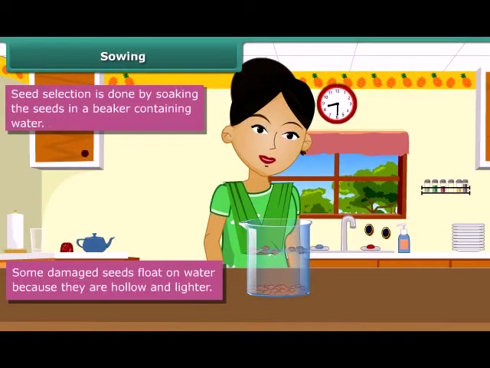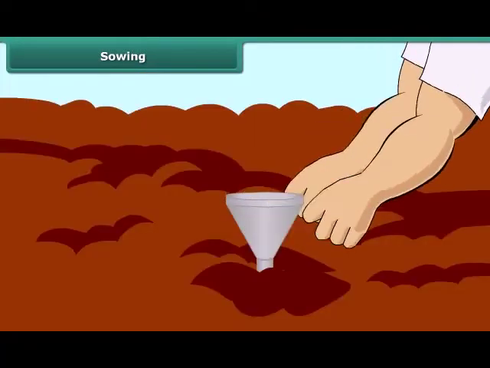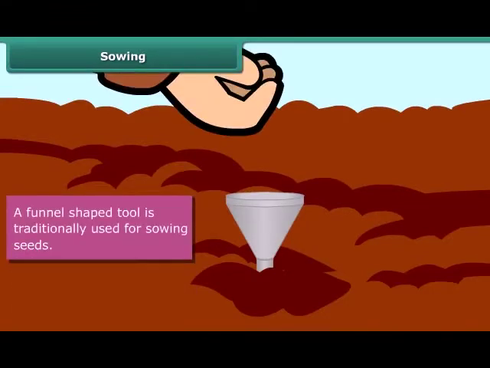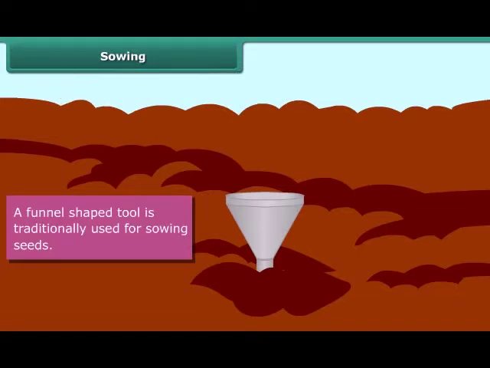Now let us see what tools are used for sowing seeds. Look at this farmer. He has a funnel-shaped tool for sowing seeds. Observe him closely. What is he doing with this tool? Yes, he is filling seeds into the funnel and passing them down through the sharp ends of the pipe to get them seeded in the soil.